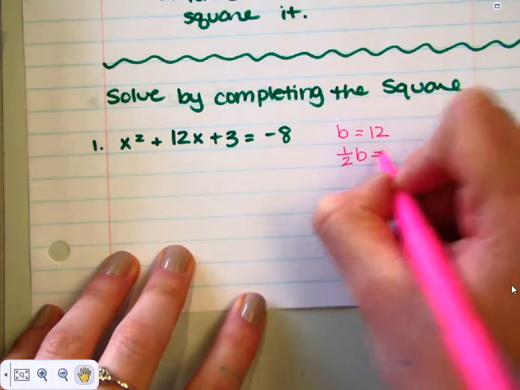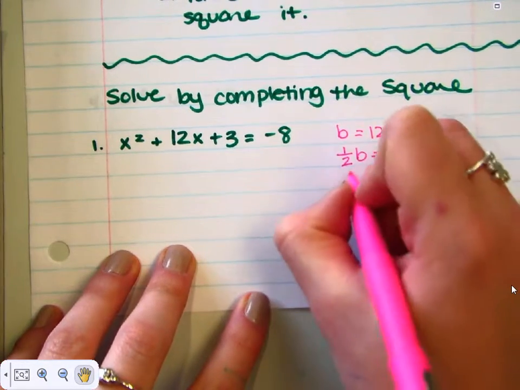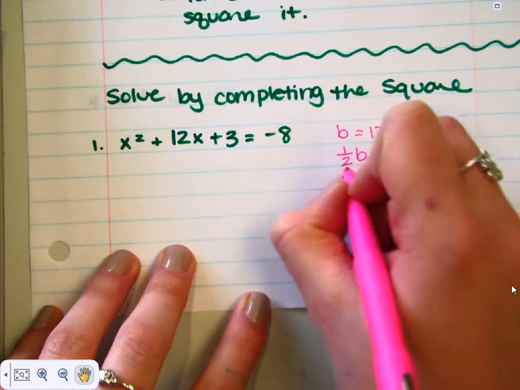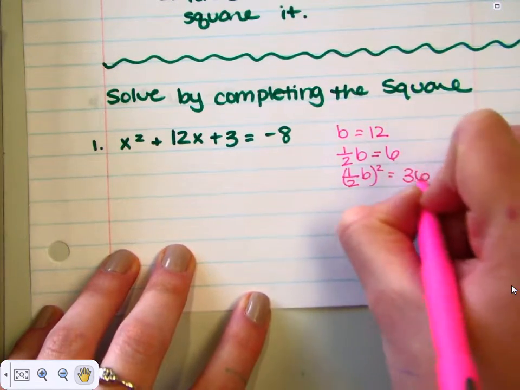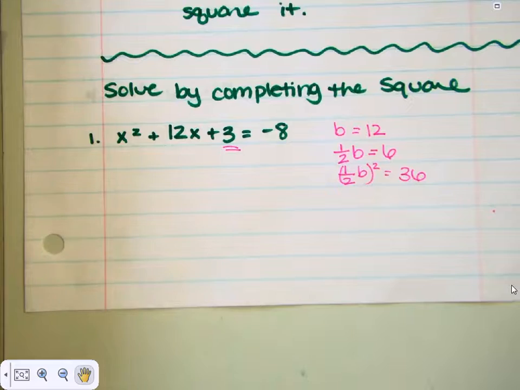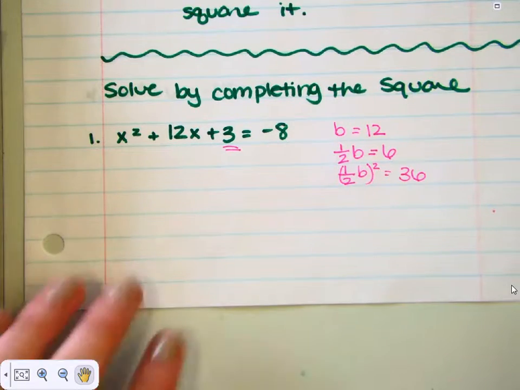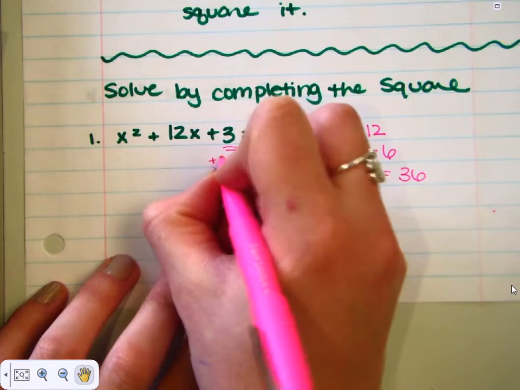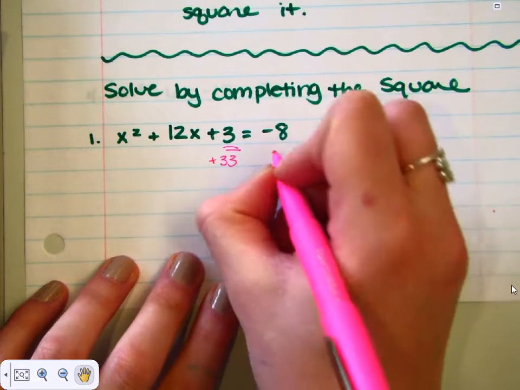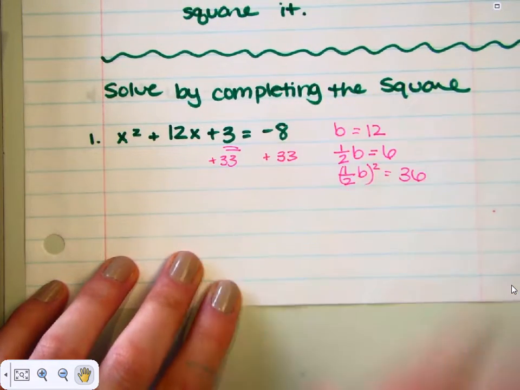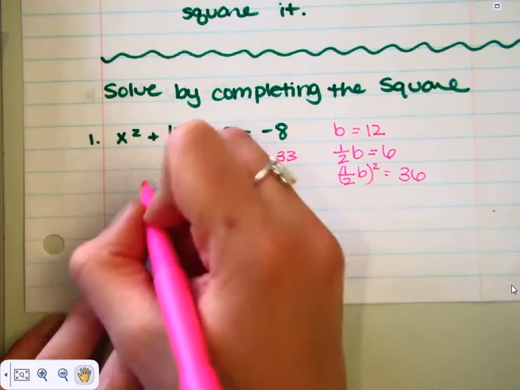I'm going to take half of that. Half of B is actually 6. And if I square that value, I get 36. So I really want this number right here to be 36. So to do that, all I have to do is add 33 plus 3, which is going to give me 36. And whatever I do to one side, I have to do to the other.